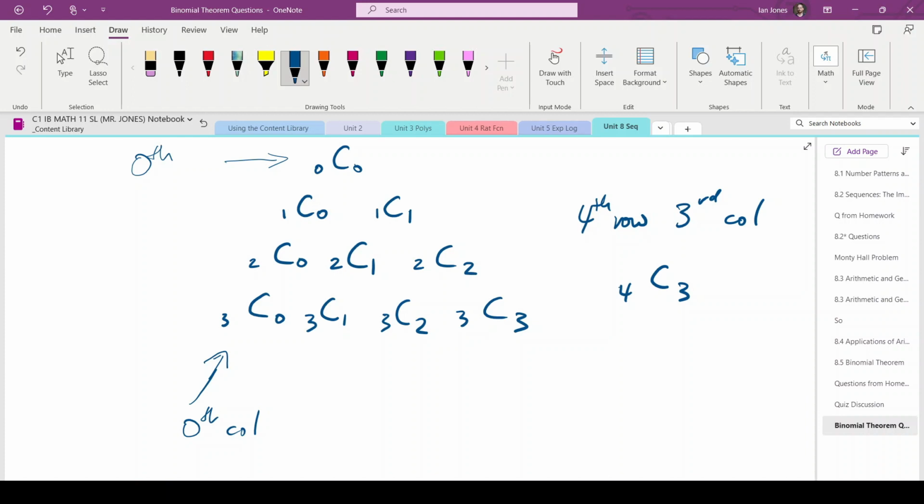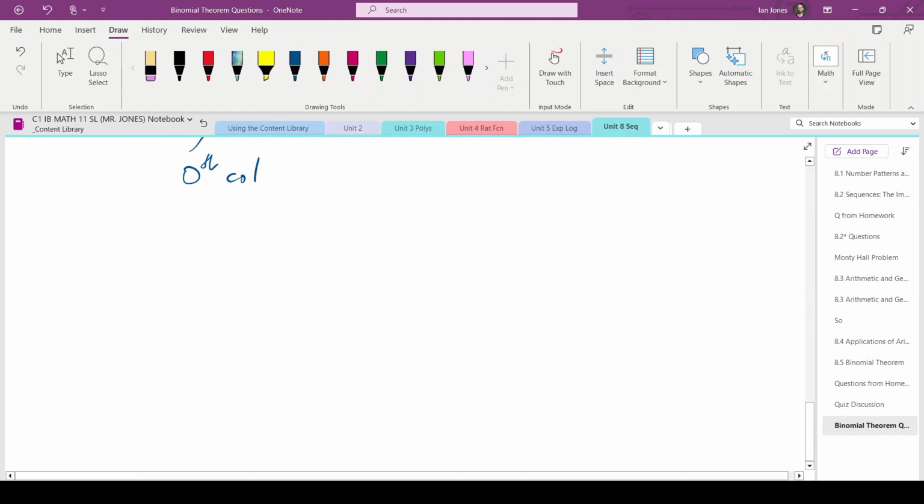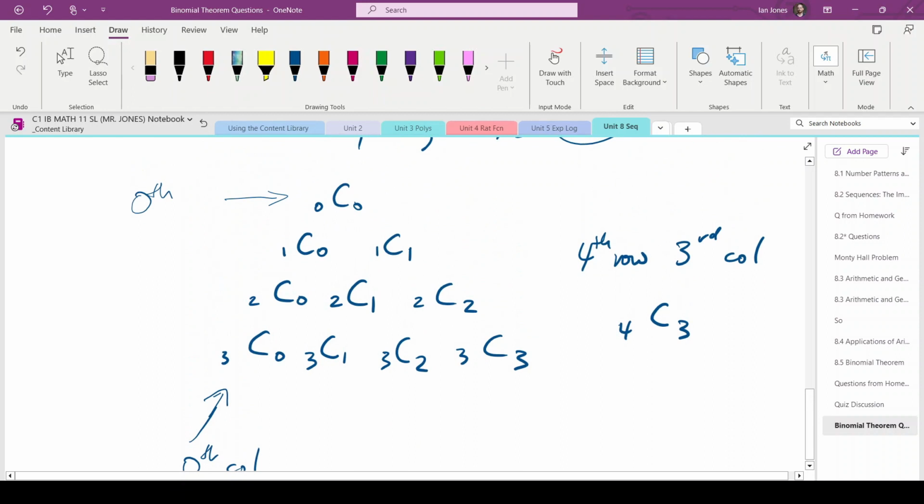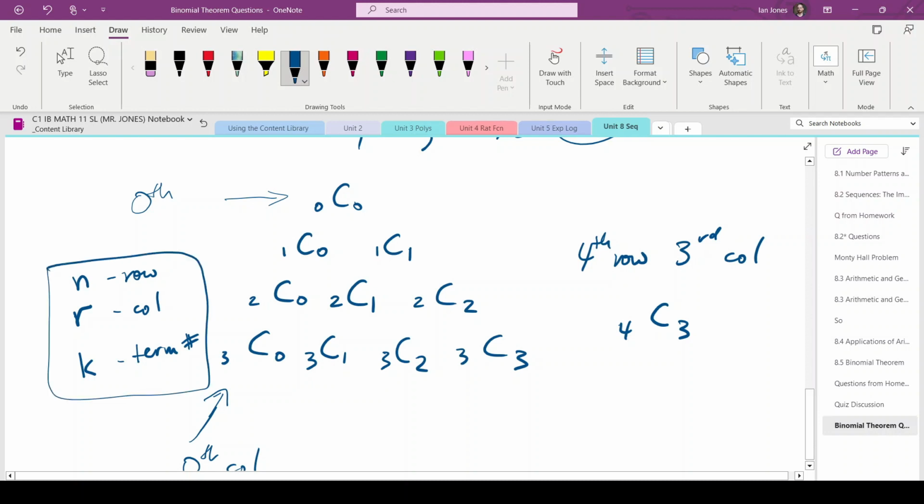Now, for the sake of consistency, I'm going to use R, the letter R, for the column, and I'm going to use N, of course, for the row, and I'm going to use K for the term number. And I suggest you do the same. And I'm going to keep consistent with these choices.